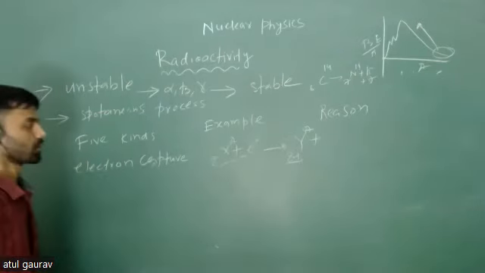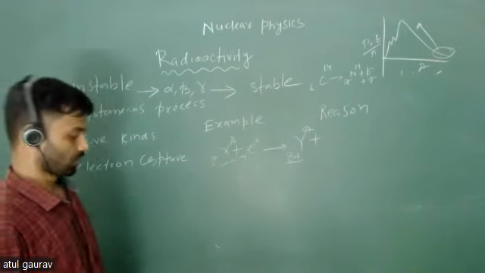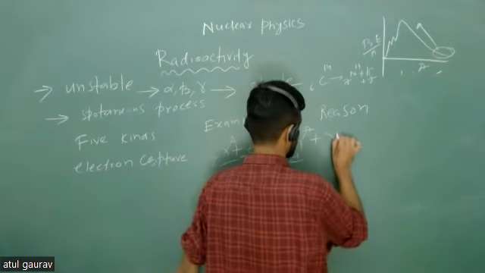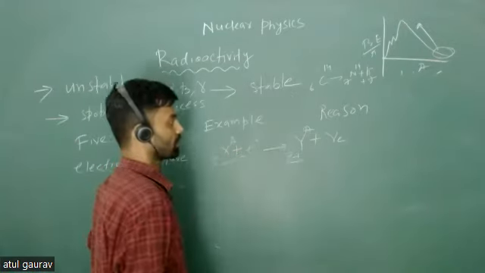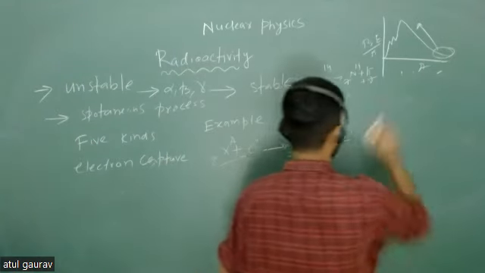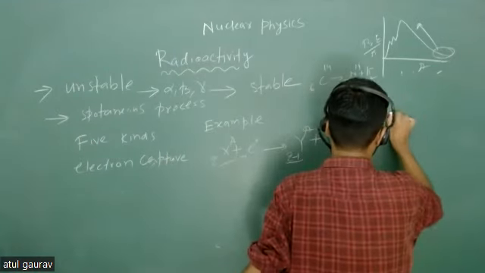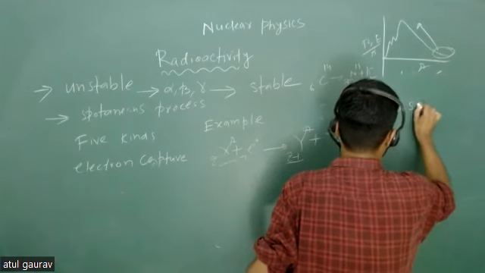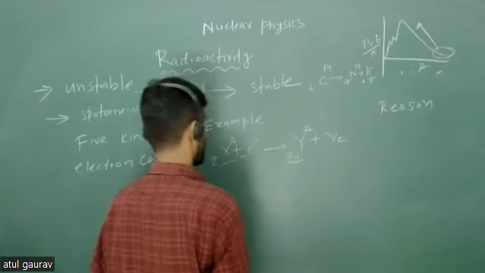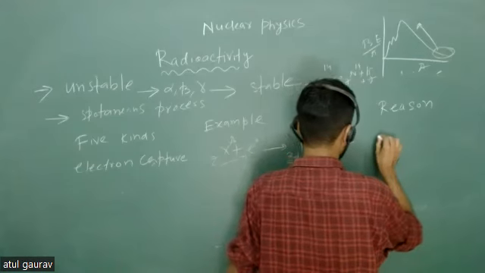What will that particle be? Sir, electron neutrino. Exactly. So again, what reason am I writing here? Again, the reason is excess protons.